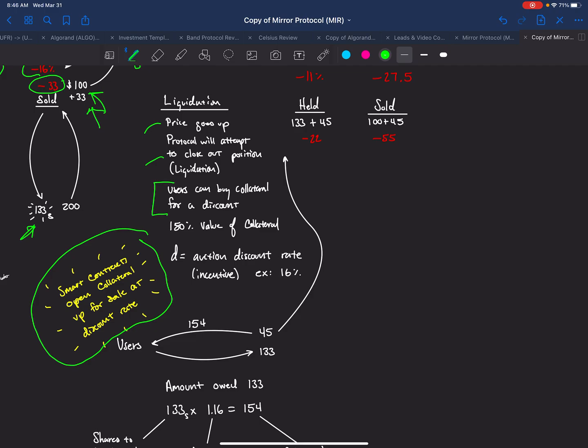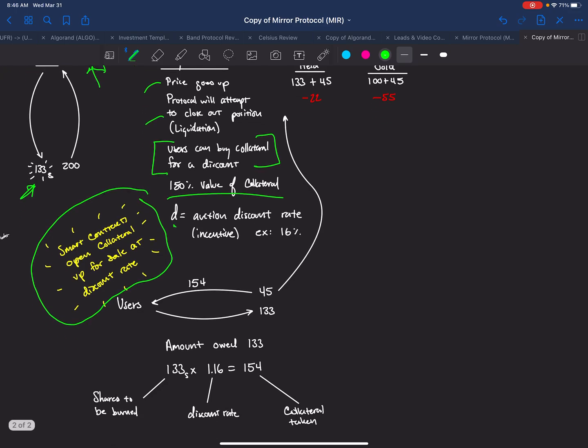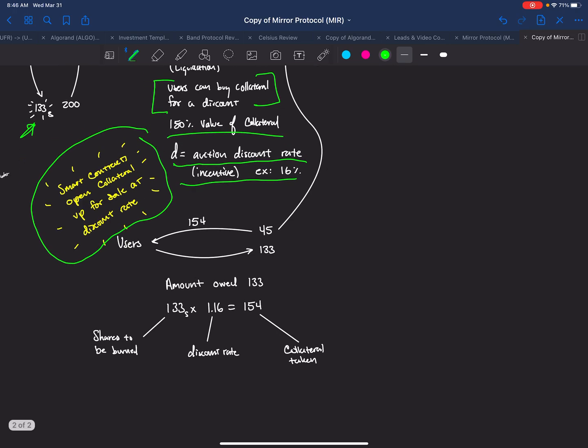And they have an incentive to do it, and they're going to make a profit on it, right? So at the 150% mark, D is the auction discount rate, and this is controlled by the MIR token. It's one of those things that the token controls. And this is the incentive rate for getting the market to close this position so that this platform works. People will behave in their own self-interest, and they'll do this.